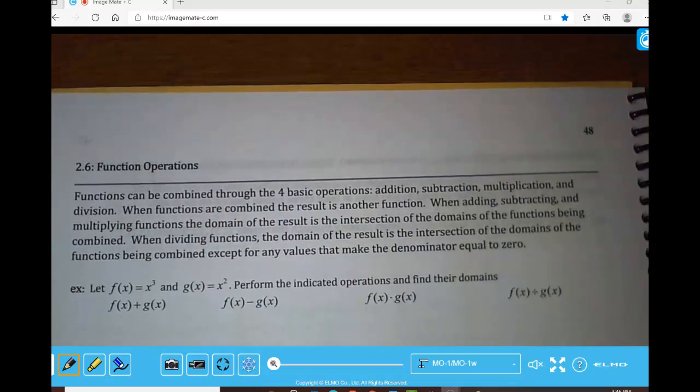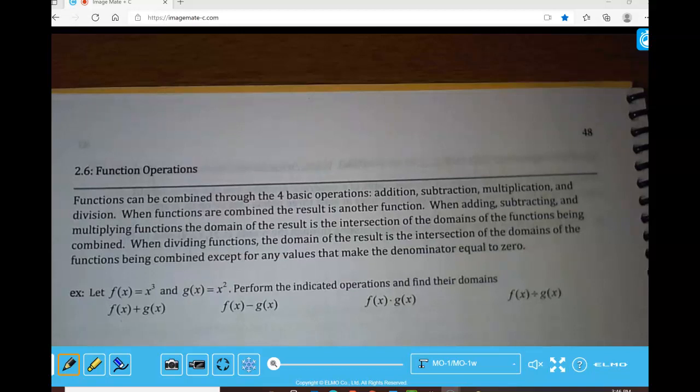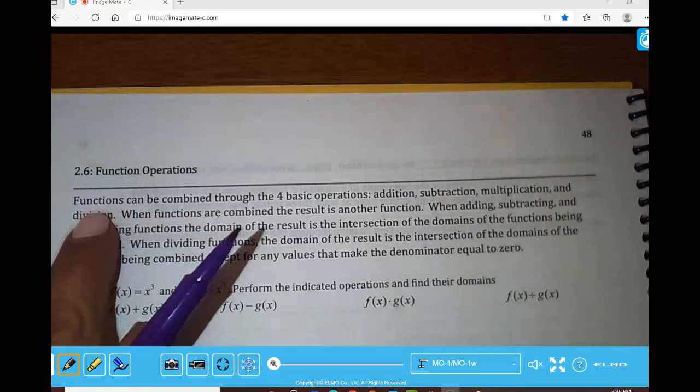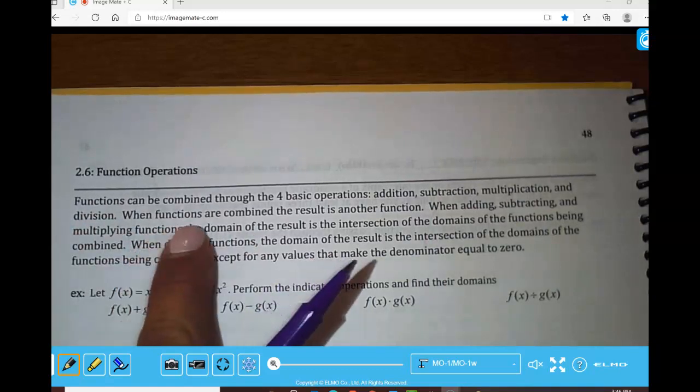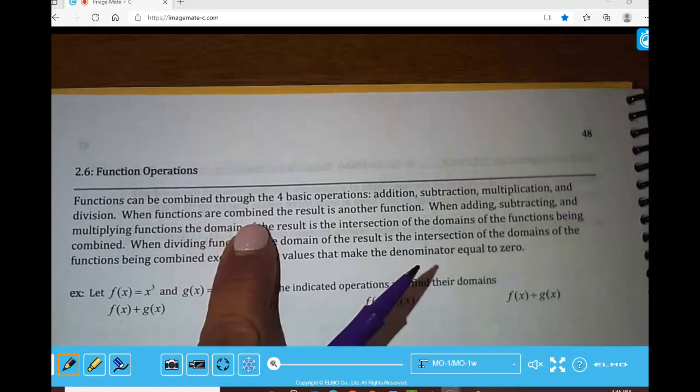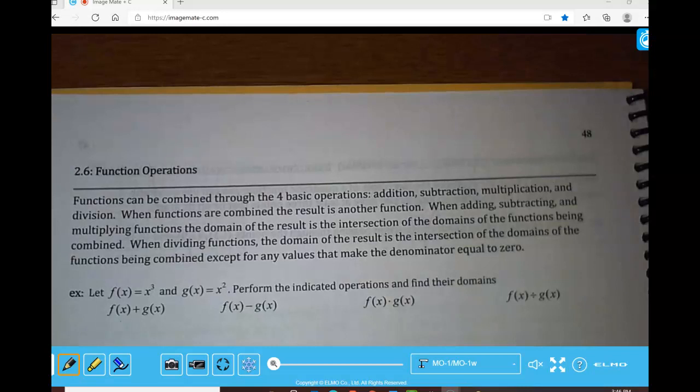So in 2.6, we're going to start to look at function operations, which means we're going to be looking at the 4 basic operations in math: adding, subtracting, multiplying, and dividing. What we're going to do is combine functions to make a new function. And one thing we're going to keep in mind is our domain.